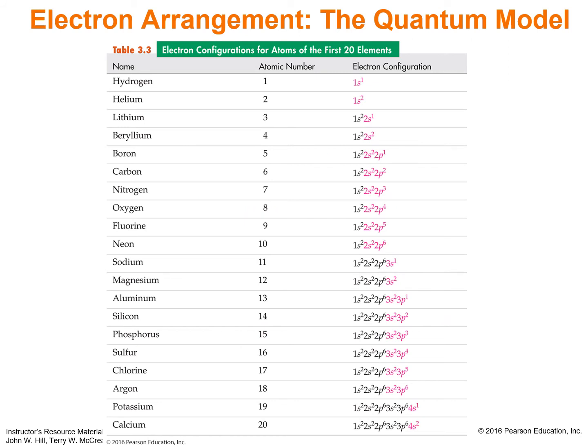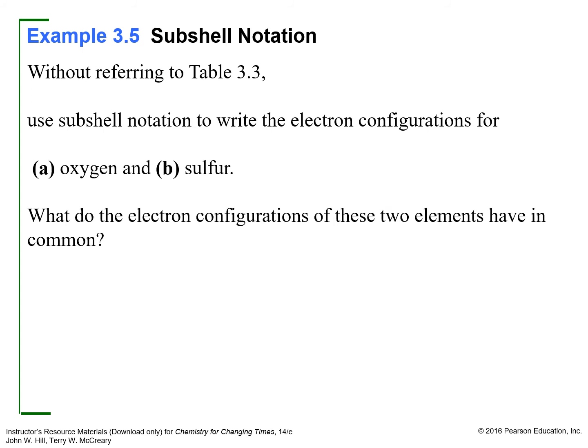So you are expected to know the electronic configuration for at least the first 20 elements. I would recommend practicing these, and if you write each one of these, you will get a hang of it, and then it will look easier. Okay, so if you don't have this table, which you will not have in the exam, without referring to this table, use the subshell notation to write the electron configuration for oxygen and sulfur.